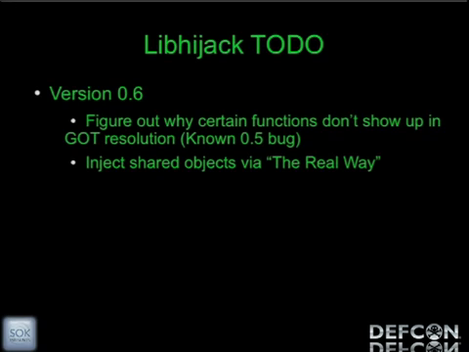In 0.6, we're also hopefully going to support injecting shared objects the real way. This release is about 6 months out, and I'm hoping I have about 4 months of research left, and then I'll do 2 months of implementation. We're working on porting to FreeBSD, but injecting shared objects the real way is more important than the FreeBSD port. If someone wants to do that for the 0.6 release, I'm accepting patches.